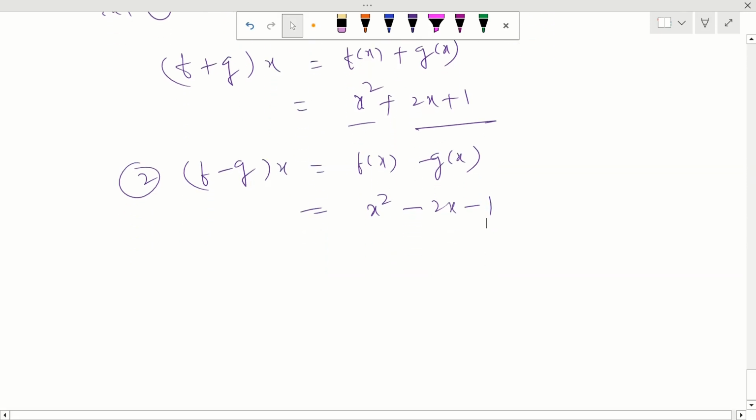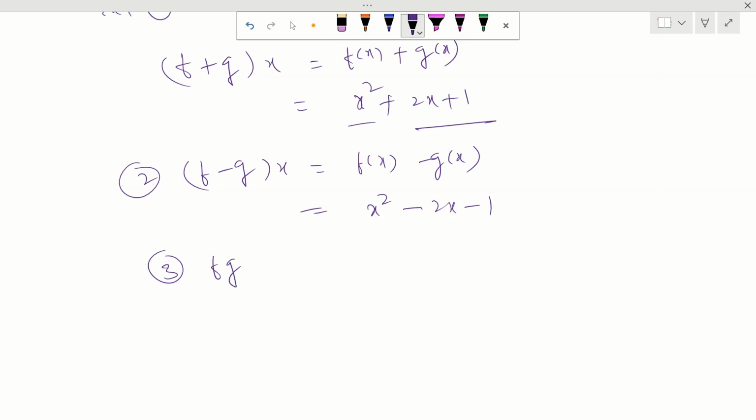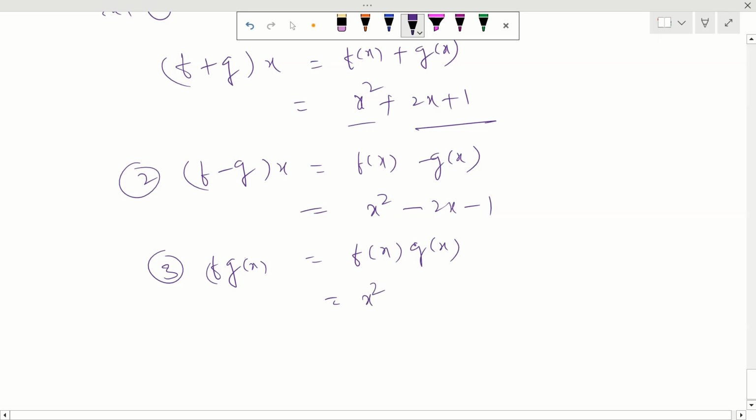Okay, what about f into g? F into g of x. So f into g is what? F of x into g of x, multiplication. Then we have x square into 2x plus 1.